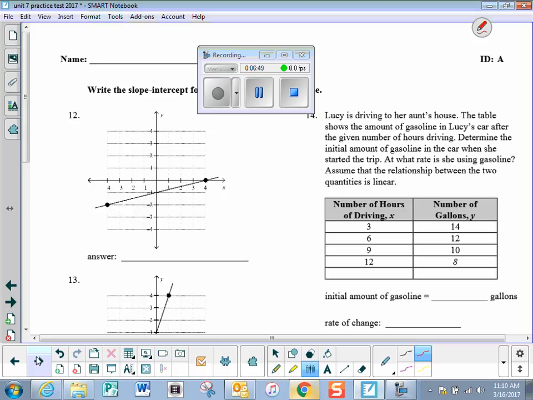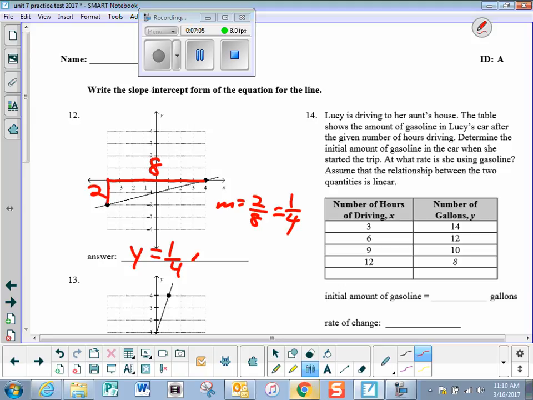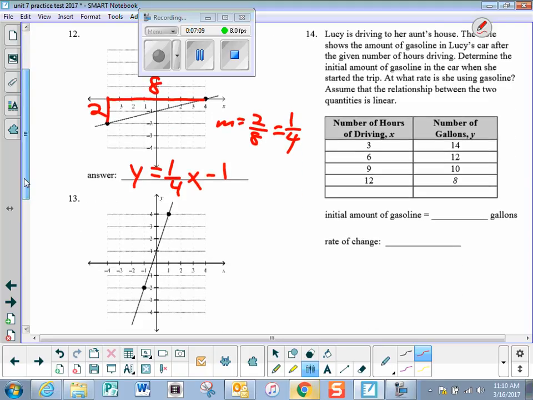Number 12, what is the slope-intercept form of the equation of this line? Well, I need a slope and a y-intercept. What is my slope? Rise 2, run 8. What's 2 over 8? 1/4. So it's 1/4 x. What is my y-intercept? -1.